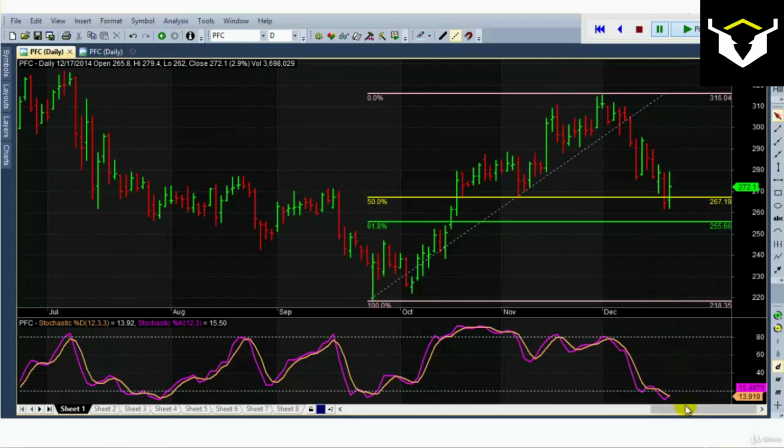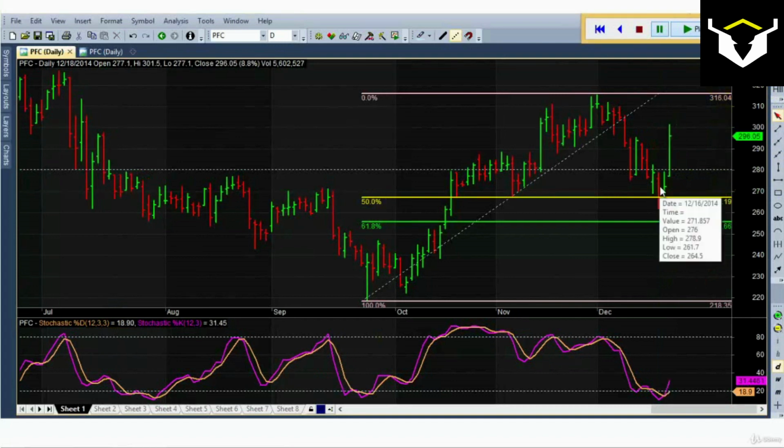As of the last bar, oscillator has given a crossover. You can see pink stochastic is at 15.50, whereas this beige colored stochastic is at 13.92, which means fast stochastic is above slow stochastic, giving a bullish crossover and telling us to go long above 280. So we'll place a line above 280. Let's go ahead and add some bars and see what happens next.